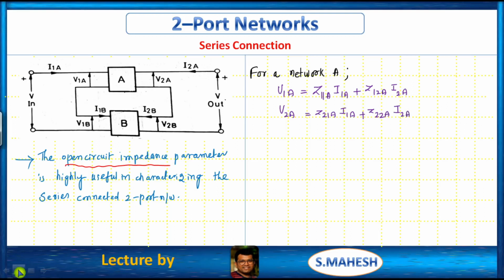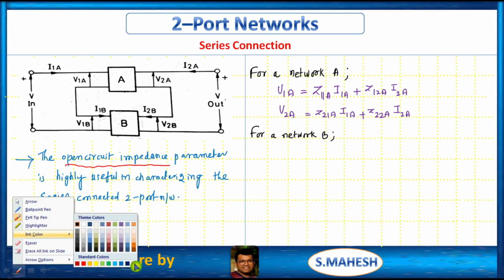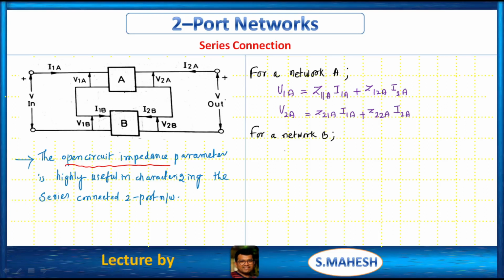Like that for network B. For network B, we have to write V1B equals Z11B I1B plus Z12B I2B. V2B equals Z21B I1B plus Z22B I2B.